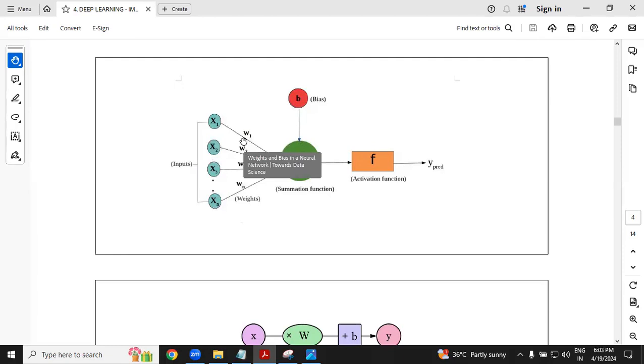What is that value? Weight. And this weight will be connected with the summation function. Here some calculation will happen.